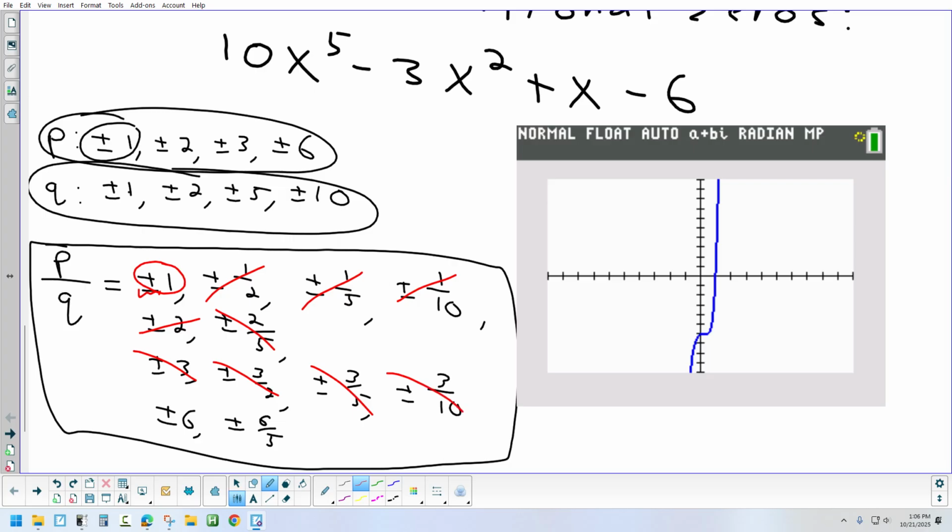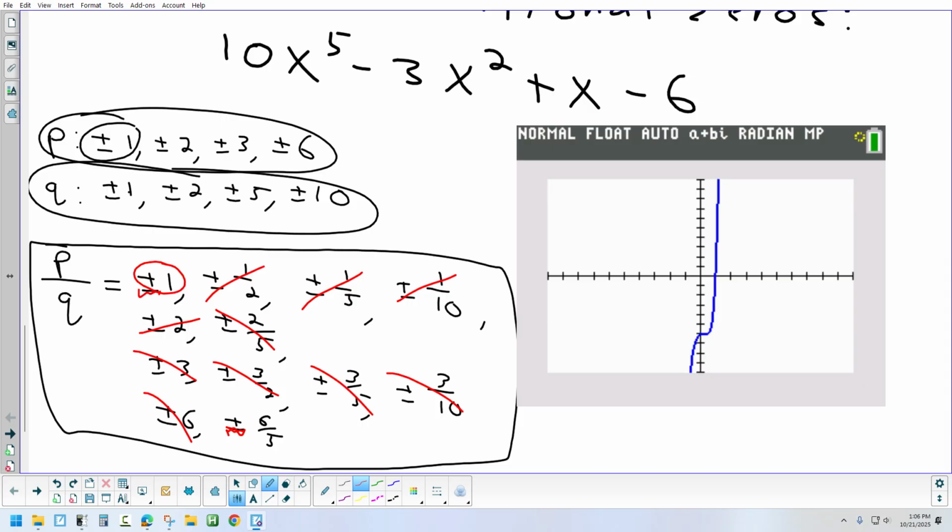Positive or negative 6? Does it look like we crossed the x-axis near there? No. These are x values. We're nowhere near 6 and negative 6. Negative 6/5. That's negative 1.2. Are we near that? No.